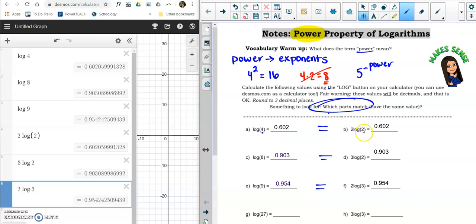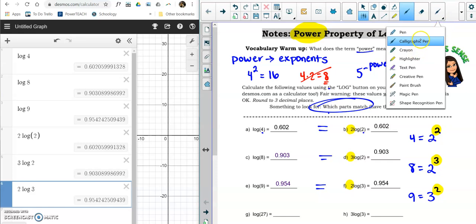Well, let's look at the numbers, okay? 4 inside the parentheses, that's the same thing as 2 squared. 8, that's the same thing as 2 to the 3rd power. And 9, well, 9 is 3 times 3, so that's 3 squared. So notice that the number that's in front is the power, right? Again, we're coming back to this idea of a power, okay? The exponent that you would use to get that number in the parentheses.